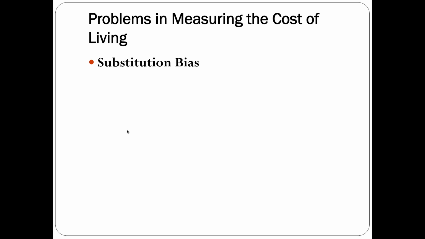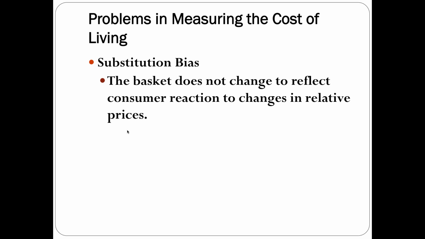One of them being the substitution bias. The basket does not change to reflect consumers' reaction to changes in relative prices. So just remember that consumers are going to substitute towards inexpensive goods. That isn't necessarily taken into account in the CPI. So therefore, inflation is going to be overstated. It doesn't necessarily count the switching to the more inexpensive goods. And so then you get the debate about what's called chaining the CPI, so the substitution bias can get taken into account.